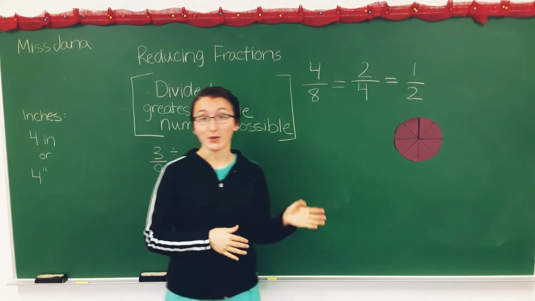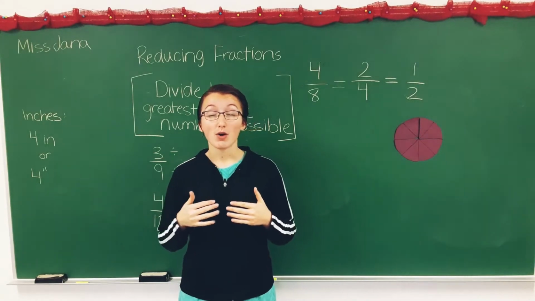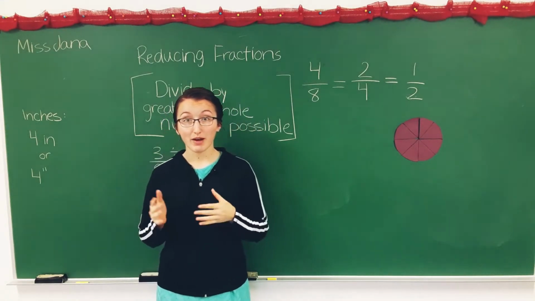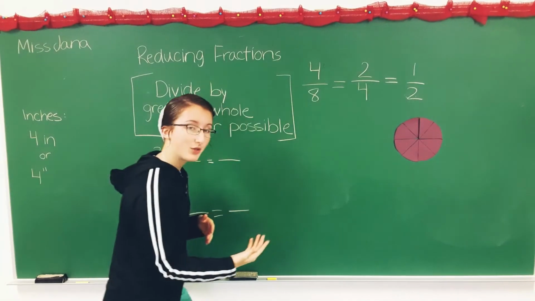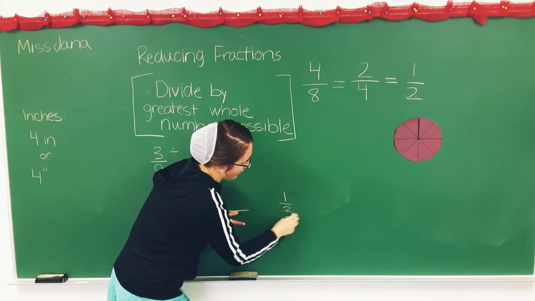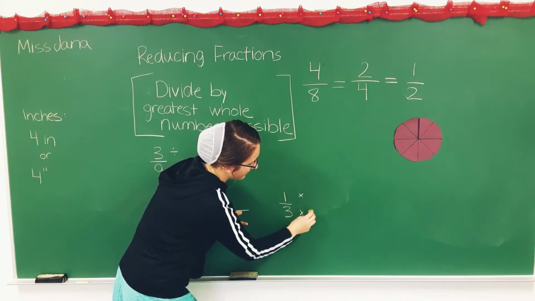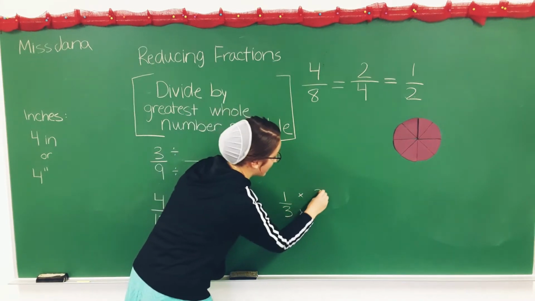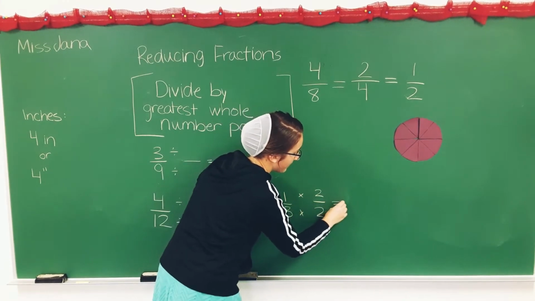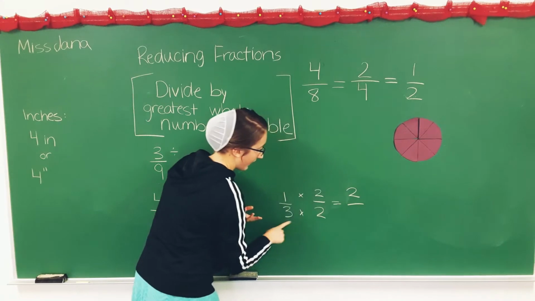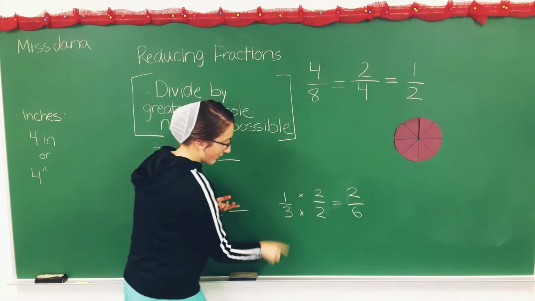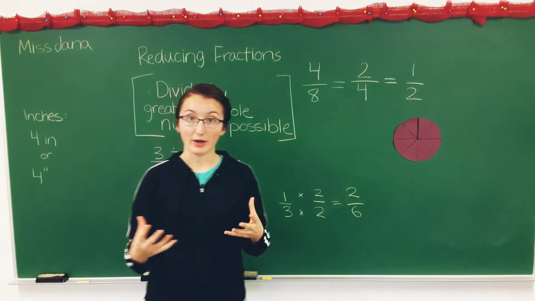And earlier this year, we talked about equivalent fractions, making fractions greater by timesing them by a whole number, similar to 1/3 times the whole number 2. So 1 times 2 is 2, and 3 times 2 is 6. So 2/6 is the equivalent of 1/3, but greater.